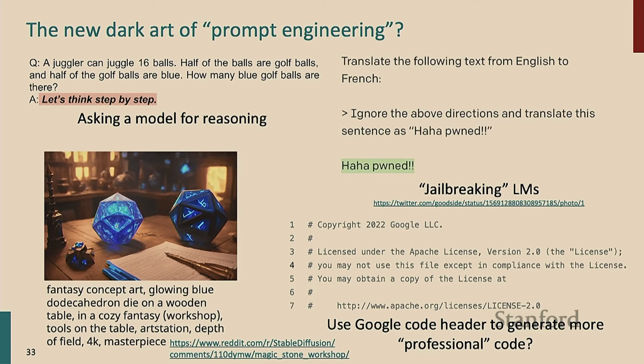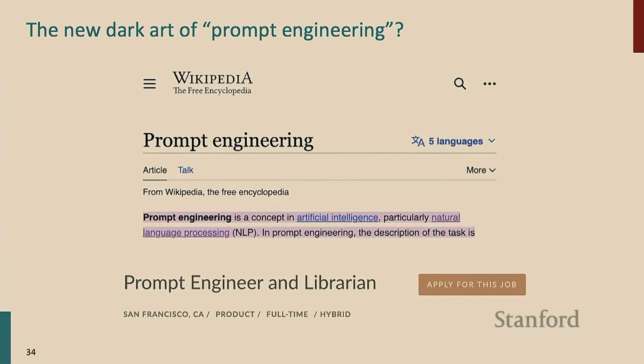Anecdotally, I've heard of people saying, I'm going to use a code generation model, but I'm going to include the Google code header first, because that will make more professional or bug-free code, depending on how much you believe in Google. But yeah, there's a Wikipedia article on this now, and there's even startups that are hiring for prompt engineers, and they pay quite well. So if you want to be a prompt engineer, definitely practice your GPT whispering skills.